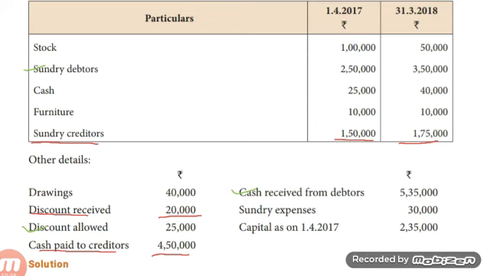What are the items on the debit side? To discount received 20,000. To cash paid to creditors 4,50,000. Then as last item the closing balance. How can we enter? To balance carried down 1,75,000. Okay children, let me explain once more. By balance brought down 1,50,000. Then to discount received 20,000. To cash paid to creditors 4,50,000. To balance carried down 1,75,000. Now we entered all items in creditors account.